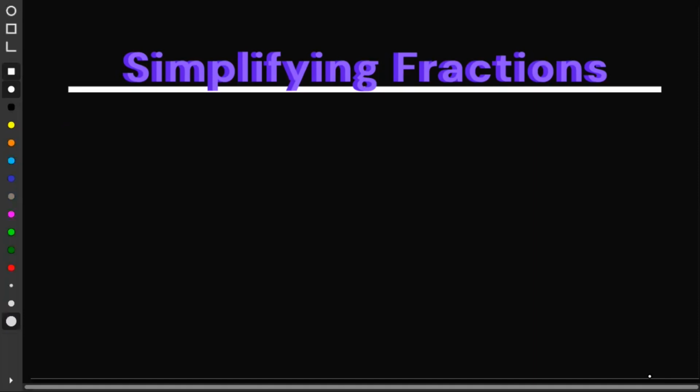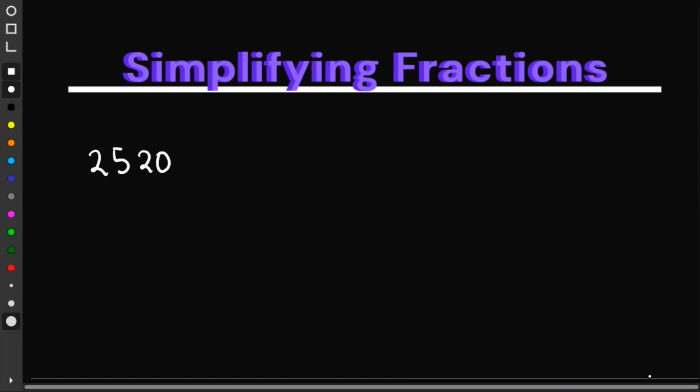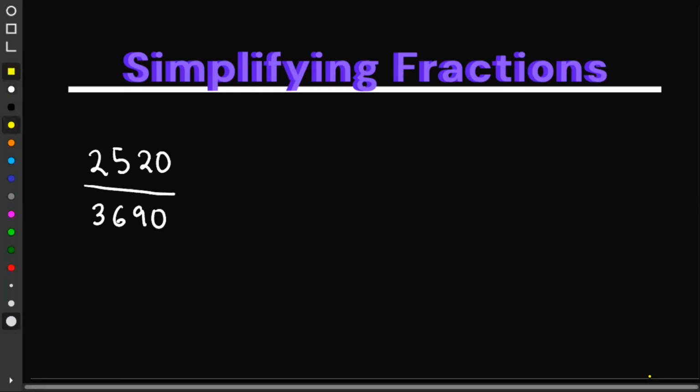Let's try a larger number. So say we have 2,520 all over 3,690. The first thing that we can observe is that they both have a common factor of 10, since both end in 0. So we can immediately cancel that out.